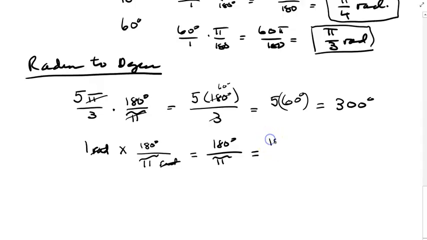But we can estimate that, just so you can have an idea about how big a radian actually is. So we can divide by approximately 3. So this is an approximation, and the approximation would be about 57.3 degrees. So 1 radian is approximately 57.3 degrees.